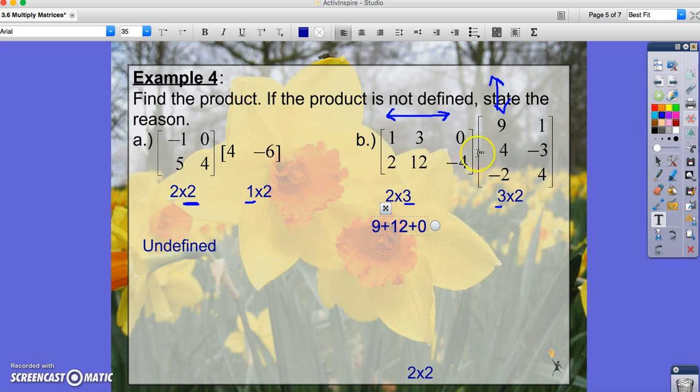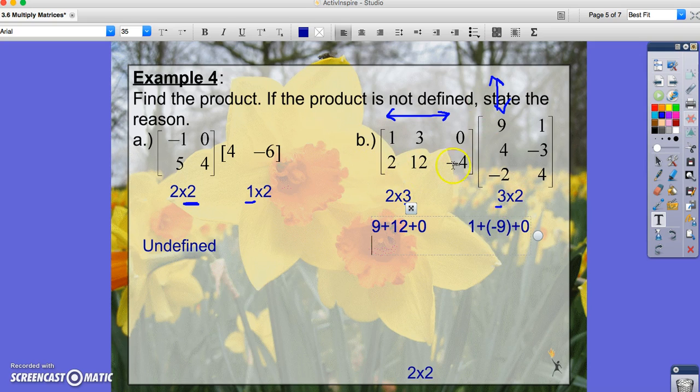Now I did this whole row and this whole column. I always move over to the next column before I move on. So I'm going to do 1 times 1, which is 1, plus 3 times -3 is -9, plus 0 times 4 is 0. So you see how I do this row with this column and this column. When I move over to the second column on the right, I went from here to here. All right, let's keep going.